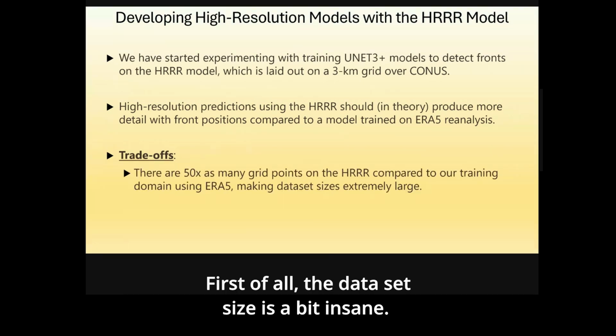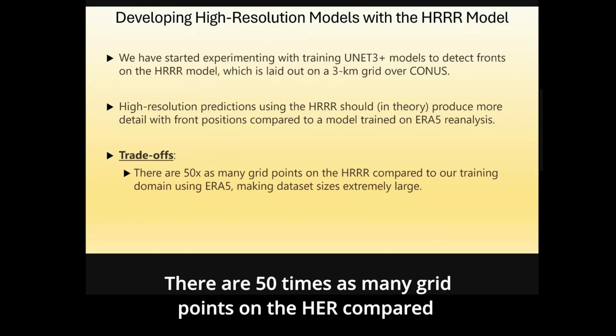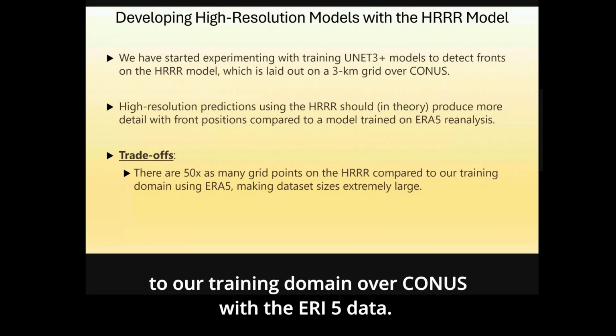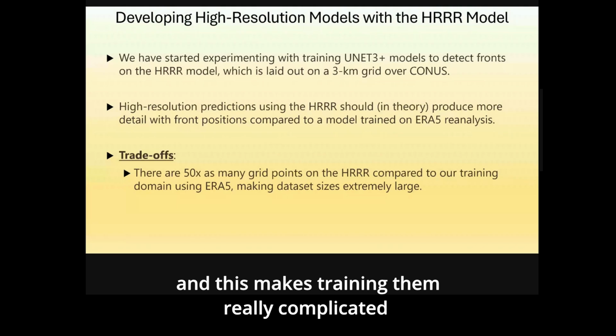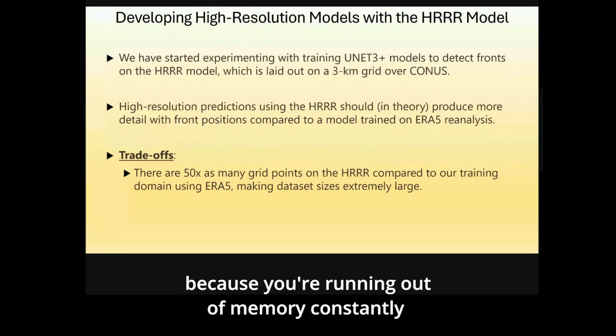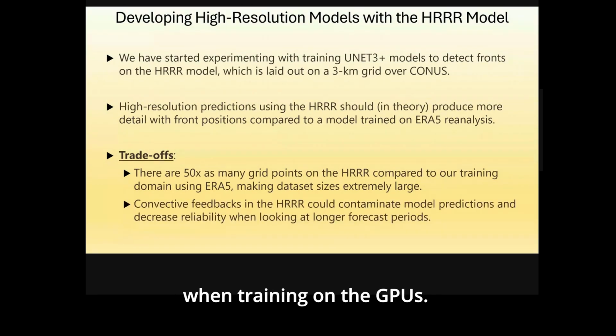First of all, the data set size is a bit insane. There are 50 times as many grid points on the HRRR compared to our training domain over CONUS with the ERA5 data. So the data set sizes are extremely large, and this makes training them really complicated because you're running out of memory constantly when training on the GPUs.